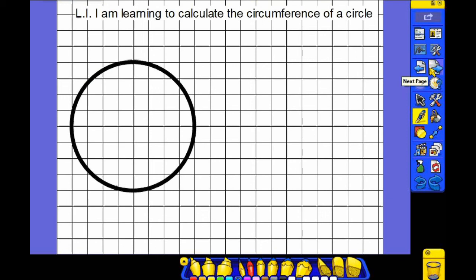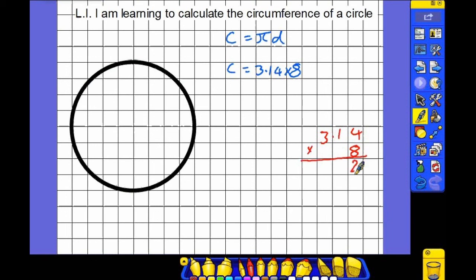One more quick example then. We've got a slightly bigger circle this time, but the same process applies. C equals pi d. So pi we know is 3.14, and the diameter is 1, 2, 3, 4, 5, 6, 7, 8. Another quick calculation here. So 3.14, and we're going to times it by 8.